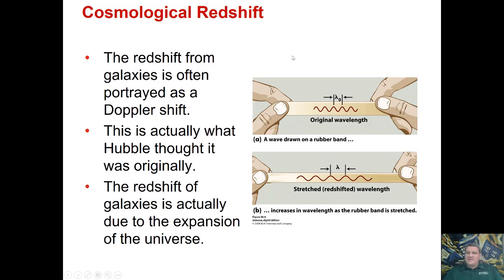So what's happening is the light is being emitted at one wavelength. Then, as it's traveling through space, going from whatever galaxy to us, the space itself is stretching, and as it stretches, it's stretching out the wavelength of light. So this is what we refer to as cosmological redshift. It is happening because the universe itself is expanding, stretching that light out.